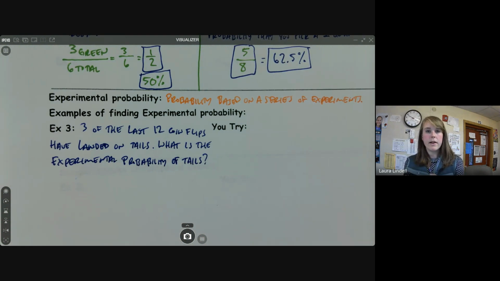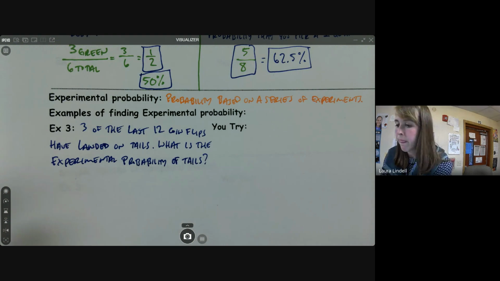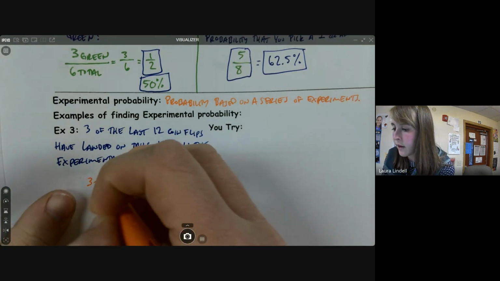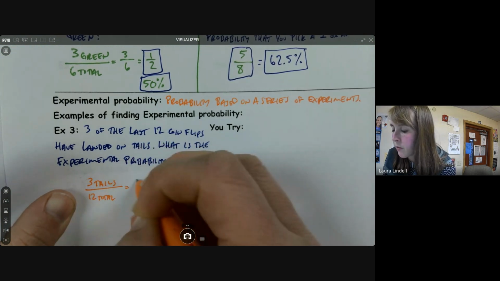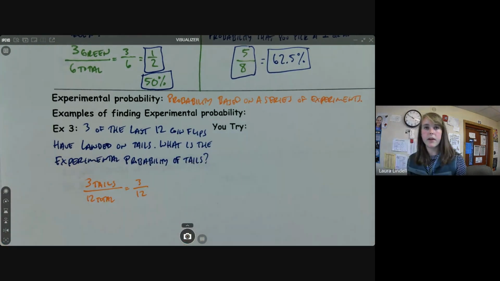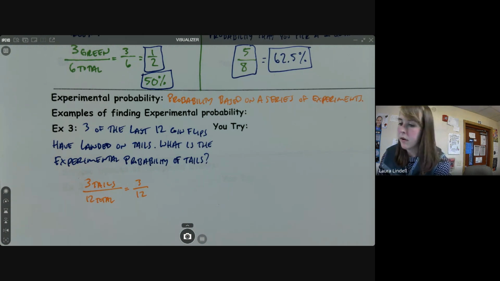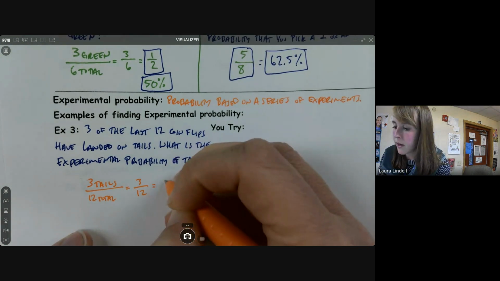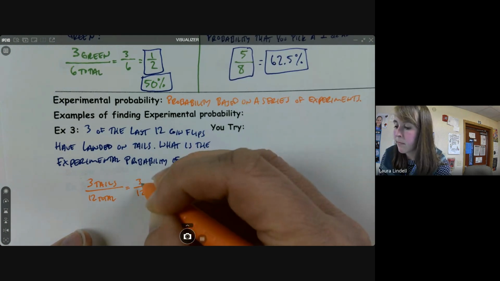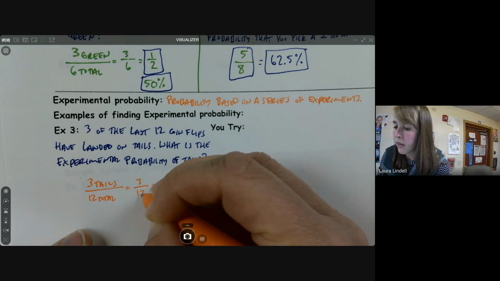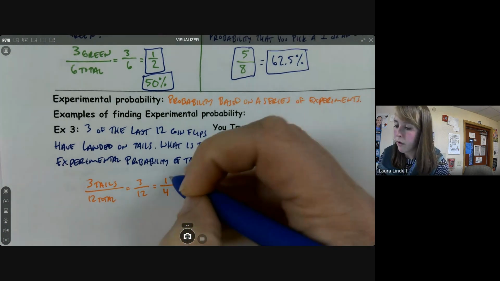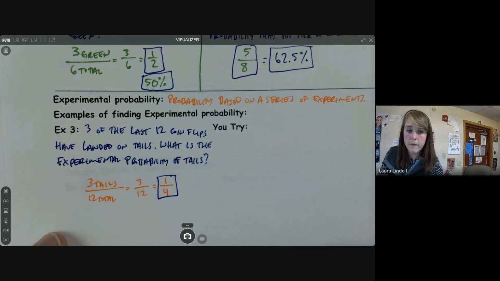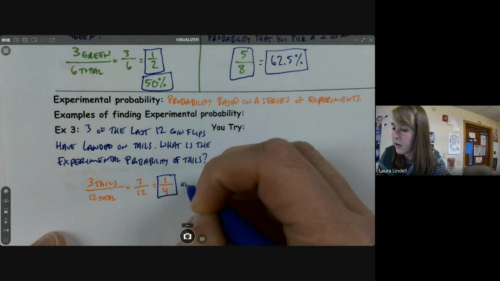3 of the last 12 have landed on tails, so 3 over 12 is our experimental probability. 3 tails, 12 total. That's 3 over 12. Now, the nice thing is 3 over 12 does reduce as a fraction. So 3 over 12 is the same thing as saying 1/4, because 3 divided by 3 is 1, 12 divided by 3 is 4. If you divide them both by 3, we get 1/4. All right, and 1/4 is also known as 25%.